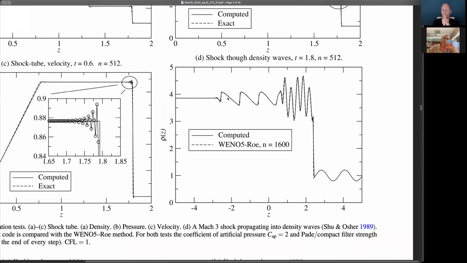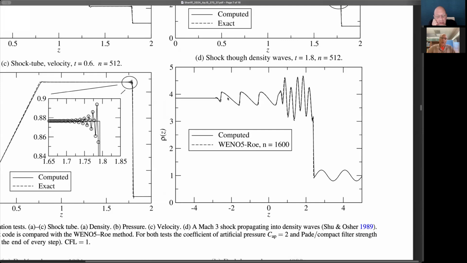This figure compares what the code does with the bulk viscosity shock capturing scheme against a WENO fifth order scheme using 1600 points. That's pretty good. By eye, very good.